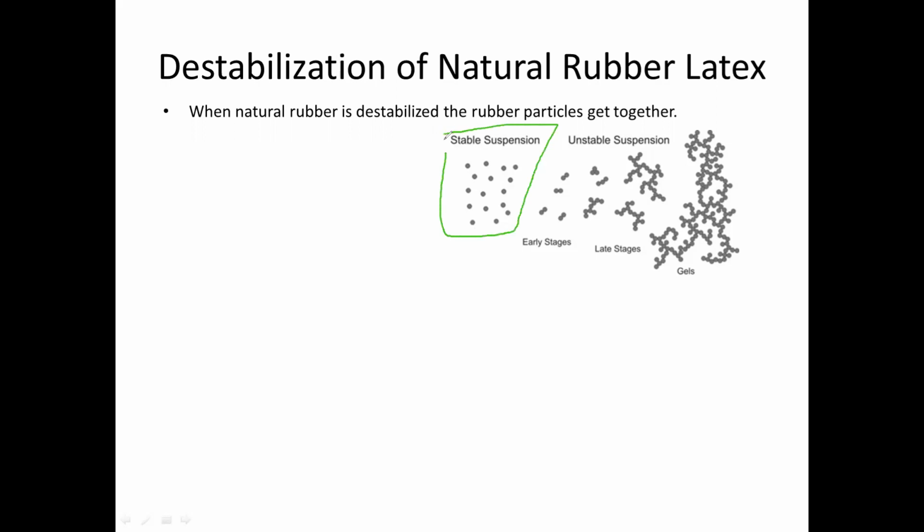In the beginning, you have particles separated from one another. In the later stage, you have a gel, and you could see a network of aggregates which forms coagulum in the later stage.